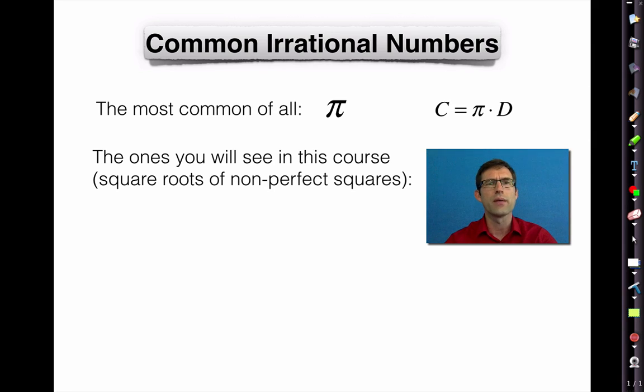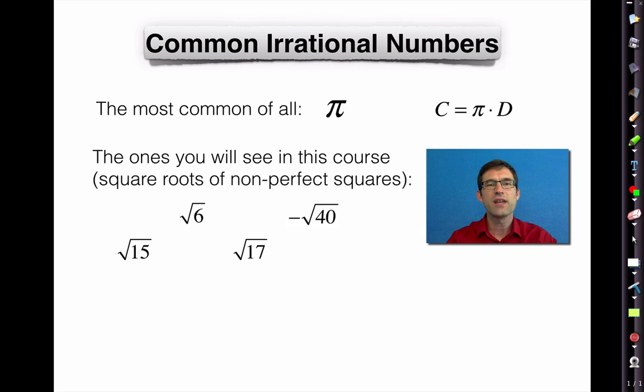Now, you won't really play around with pi very much in this course. Wait until geometry, then you'll see it quite a bit. But the ones that you're going to see in this course are square roots of non-perfect squares. And you're going to have to trust me on this. The proof of the fact that the square root of a non-perfect square is irrational is really kind of cool, but it's beyond the scope of this course. But numbers like the square root of 15. 15 is not a perfect square, so that's an irrational number. The square root of 6 is an irrational number. The square root of 17, an irrational number.